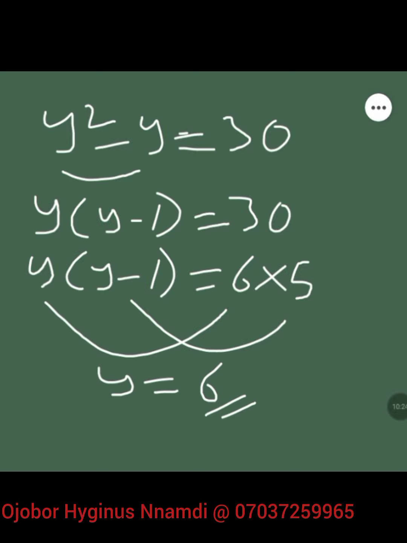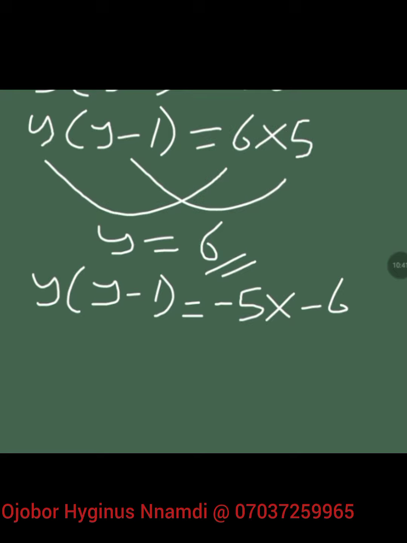We can as well change these two numbers to negative by saying y times (y minus 1) equals minus 5 times minus 6. And of course, remember y is going to be greater than y minus 1, and minus 5 is greater than minus 6. So y takes minus 5, y minus 1 takes minus 6. And if y minus 1 equals minus 6, if you move 1 to the right hand side of the equation, y will still be minus 5. So here y is minus 5.